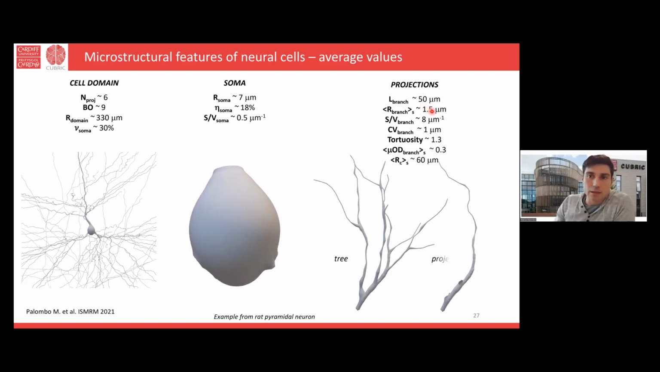The radius, in this case, is about 1.5 micron, so much bigger than the axonal radius. And they are very tortuous, 1.3. They are also curved, so the overall curvature is 60 micron. So they are not very straight fibers, but they are not even closing on themselves. 60 micron is quite a big radius of curvature. So it's pretty much what you can see here.